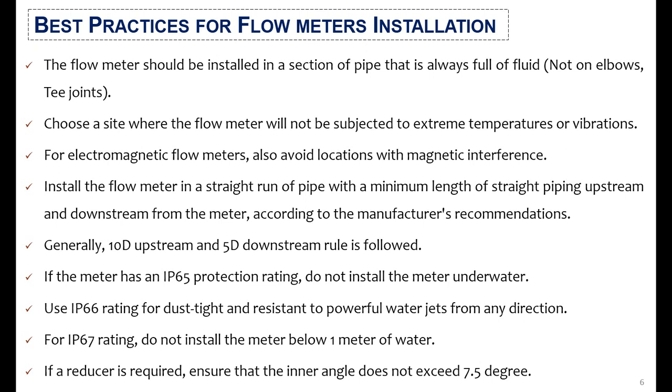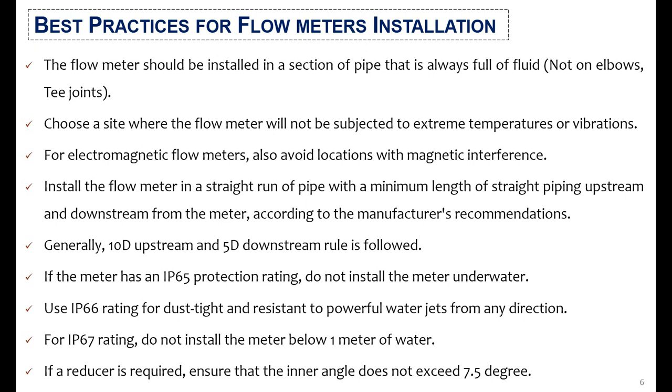Install the flow meter in a straight run of pipe with the minimum length of straight piping upstream and downstream from the meter according to the manufacturer recommendations. Normally 10D upstream and 5D downstream rule is followed. Means that if you install a flow meter on a pipe, then you have to ensure the straight run of the pipe of 10D, means 10 times the diameter of the pipe, and 5D at the downstream means 5 times the diameter of the pipe.